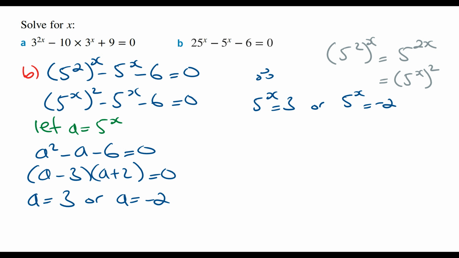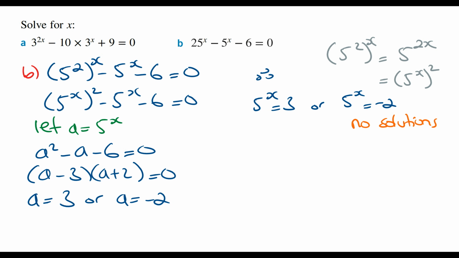Any number raised to the power of x will always be a positive number, meaning that it's going to be larger than 0. And so we can automatically reject 5 to the x is equal to minus 2, as there's going to be no solutions for x. And so we only need to solve 5 to the x is equal to 3.